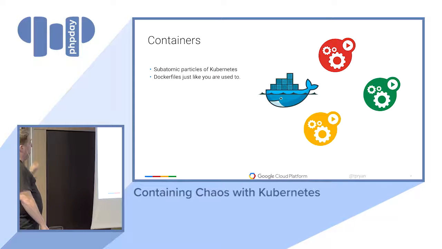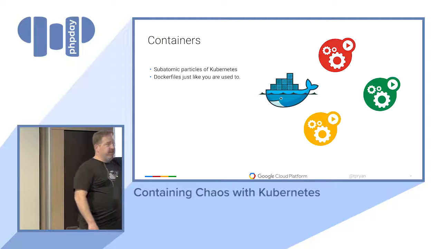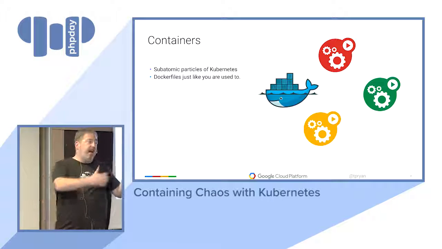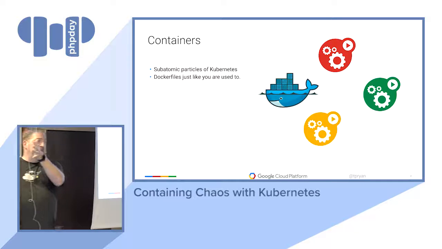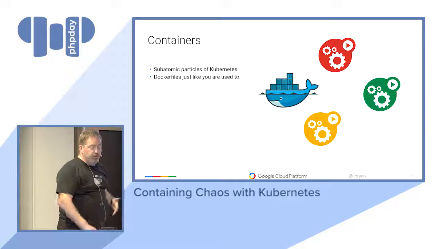Then we have containers. Now, containers are what we call subatomic parts of Kubernetes. They're Dockerfiles just like we're used to. And in fact, I develop on Docker and run in production on Kubernetes with the same files. So you don't have to choose one or the other. You can use both.